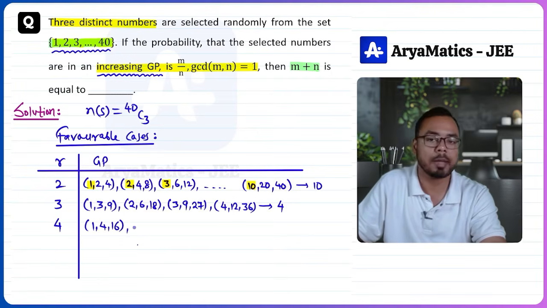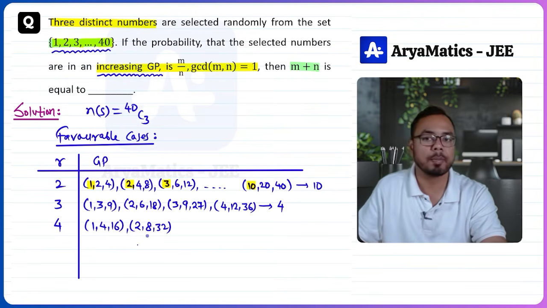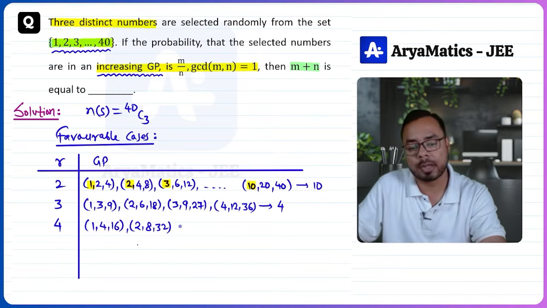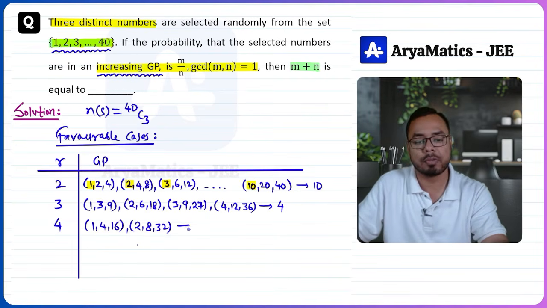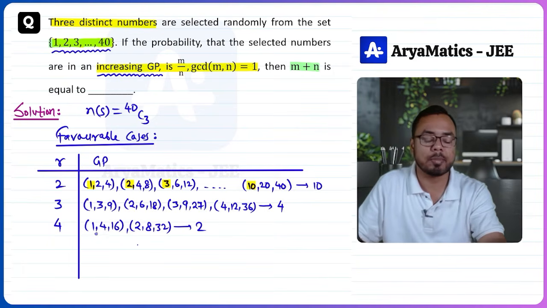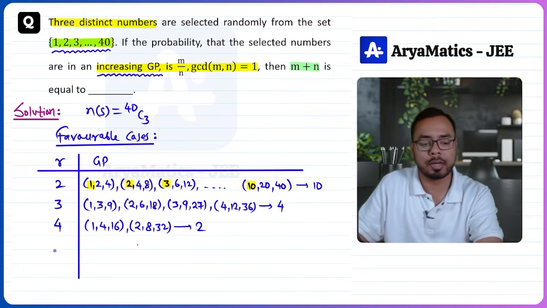This is one possibility. If the first term is 2, then we can have 2, 8, 32. And if I take 3, then we'll get 3, 12 and then 48. So again, bigger than this number. So there are only 2 GP with common ratio 4. These are the 2 GP: first term 1, then 4 and 16, or 2, 8, 32.